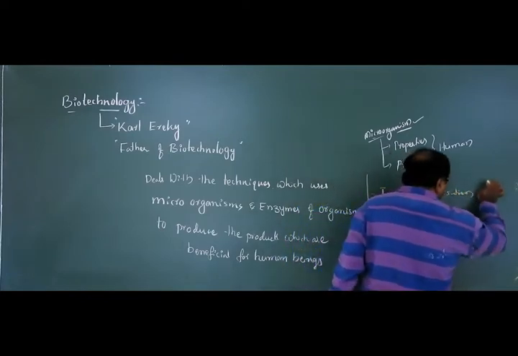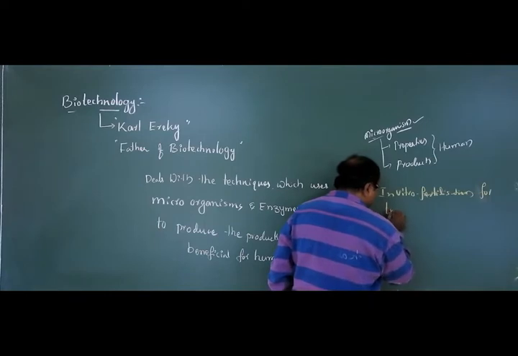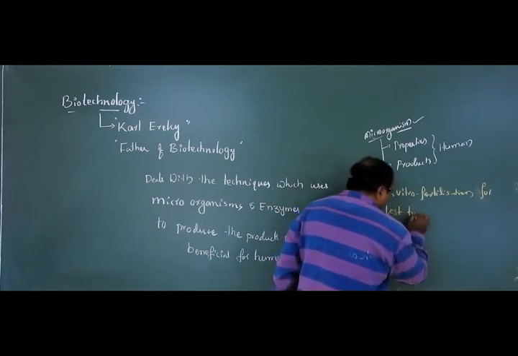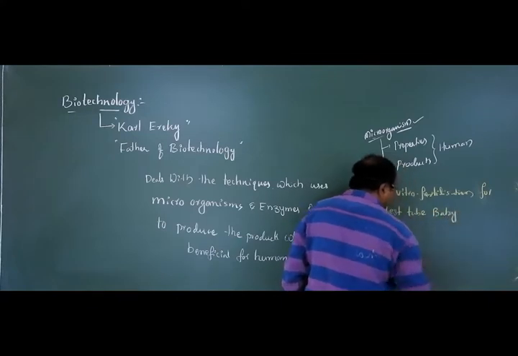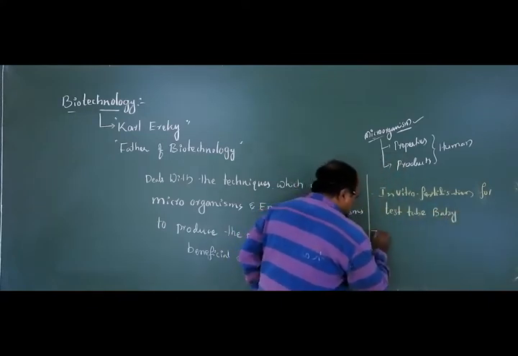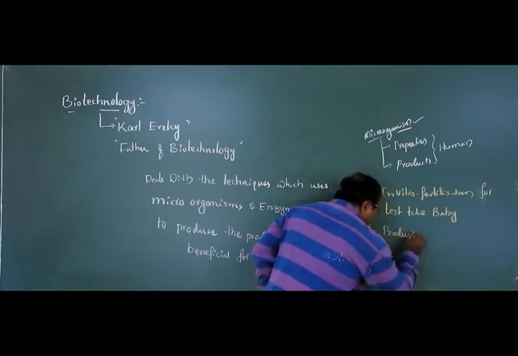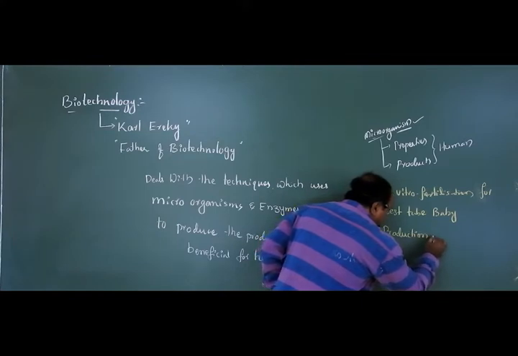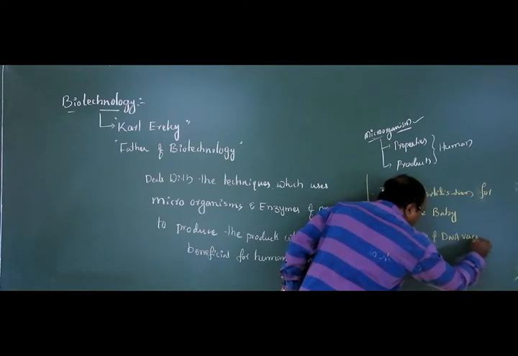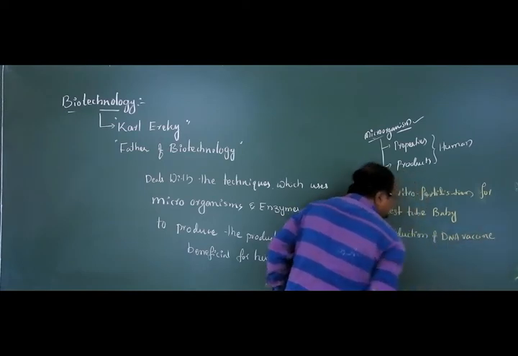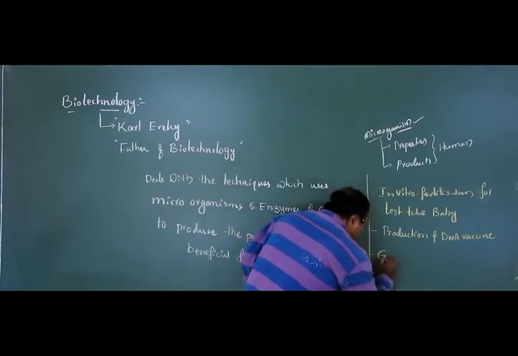For test tube baby program, or test tube baby. Right? Next one. Production of DNA vaccine. Next one.